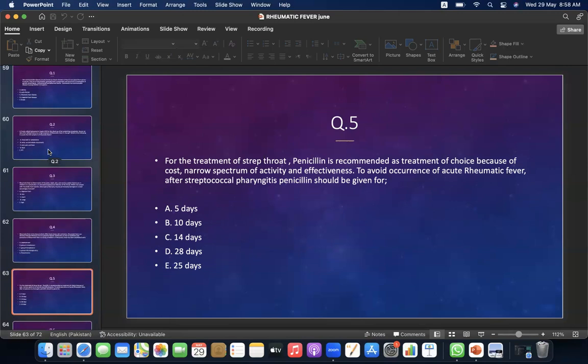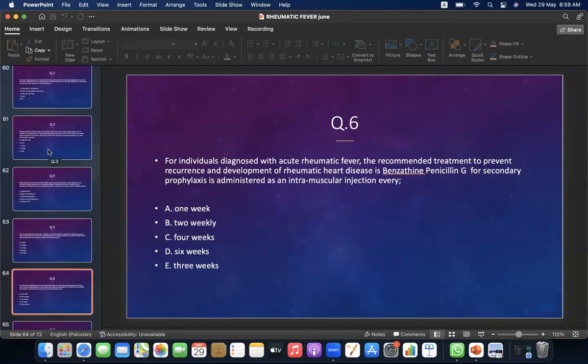Fifth, for the treatment of streptococcal throat, penicillin is recommended as a treatment of choice because of cost, narrow spectrum of activity, and effectiveness to avoid occurrence of acute rheumatic fever. After streptococcal pharyngitis, penicillin should be given for A, 5 days, B, 10 days, C, 14, D, 28, and E, 25. Answer is C.